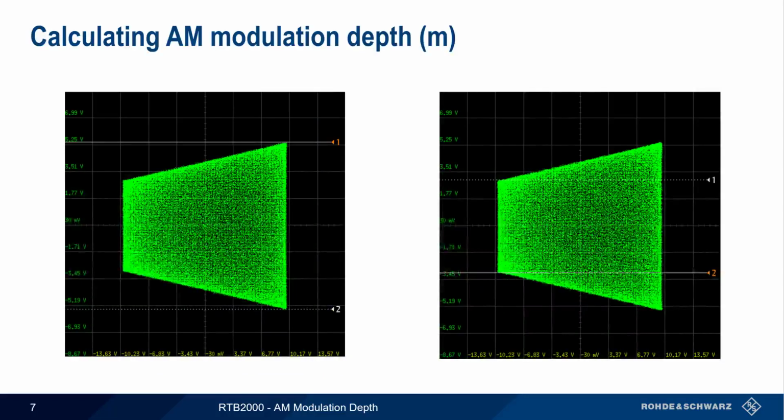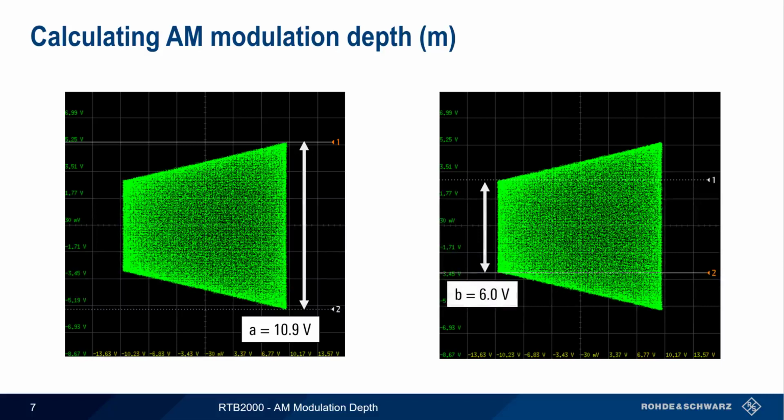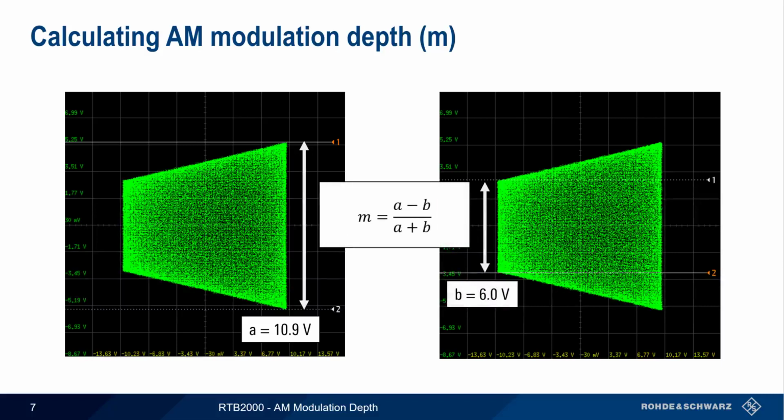To calculate AM modulation depth M on the RTB, we'll be using the so-called trapezoid method. The first step in this method is measuring the length of both vertical edges of the trapezoid using cursors. We measure the length of the right edge and call this A. We then measure the length of the left edge and call this B. We then use a simple equation and substitute in the measured values to get an AM modulation index of approximately 0.29. This is the same as an AM modulation depth of 29%.